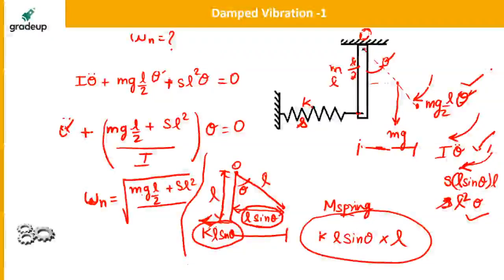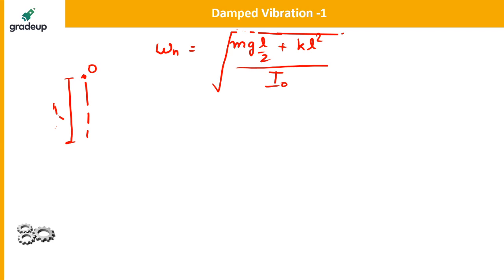So if I expand this equation again, omega n is equal to the square root of (mg L by 2 plus K L square) by I naught, because this is the moment of inertia about point O. Now what will be the value of I naught? If this is a rod of length L, and this is your point O, tell me quickly, what will be the moment of inertia about point O?